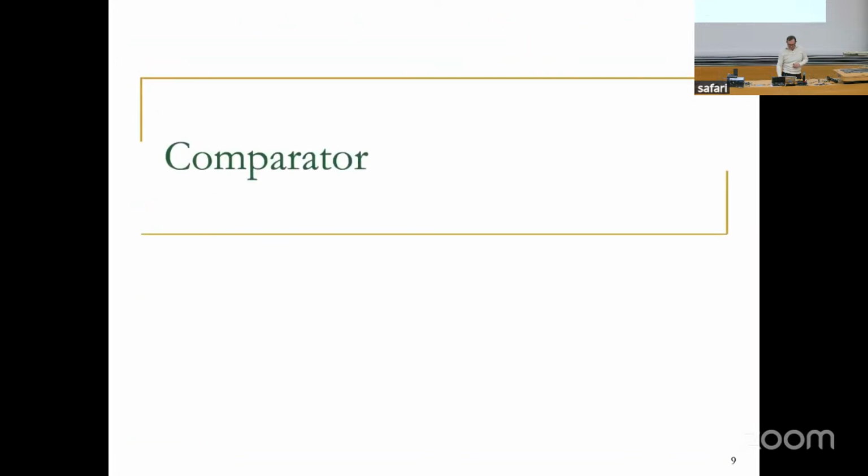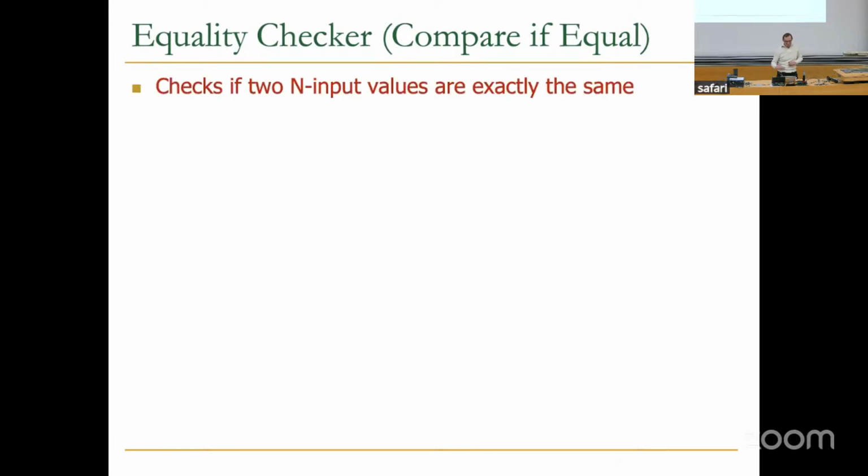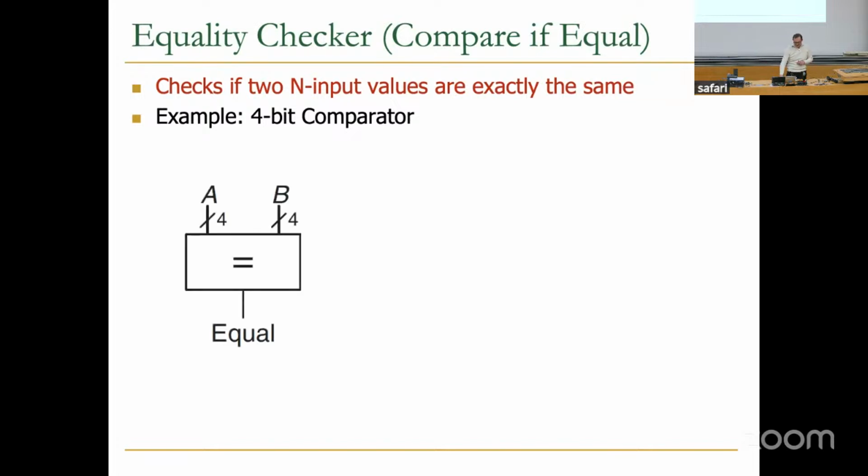Okay, so comparator. Comparator sounds good, right? Or let's start with an equality checker. You can build the comparator yourself. So equality checker is a comparator. It's comparing two values, and you compare if they're equal. So the idea is to check if two n input values are exactly the same, bitwise. For two 4-bit values to be exactly the same, each of the bits at the right position should be equal to each other, right?